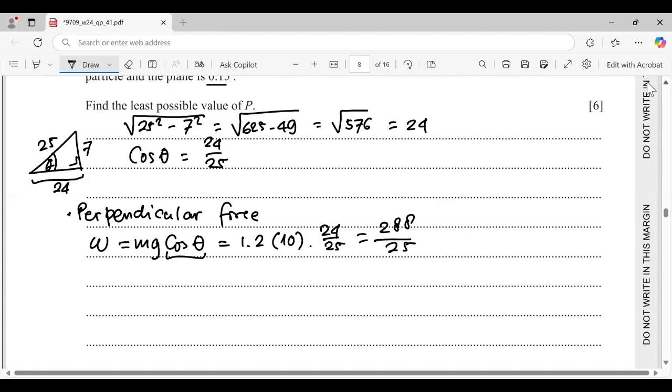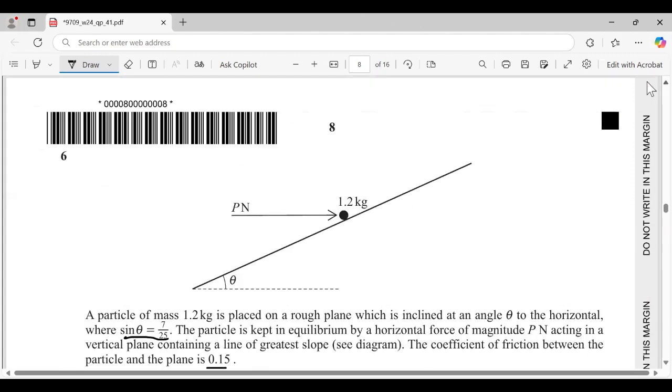All right. On this diagram, I'm going to use the mg cosine theta. This particle has weight. This is m times g. Okay, m times g, it means 12 Newton. And this is mg cosine theta. And after that, the horizontal force P is resolved into the plane.